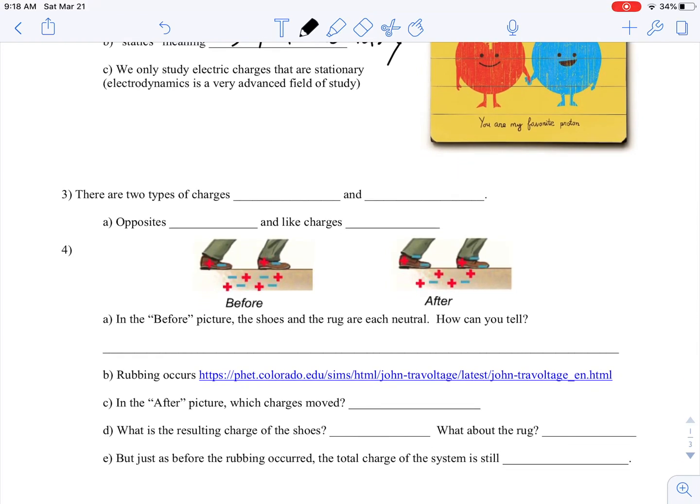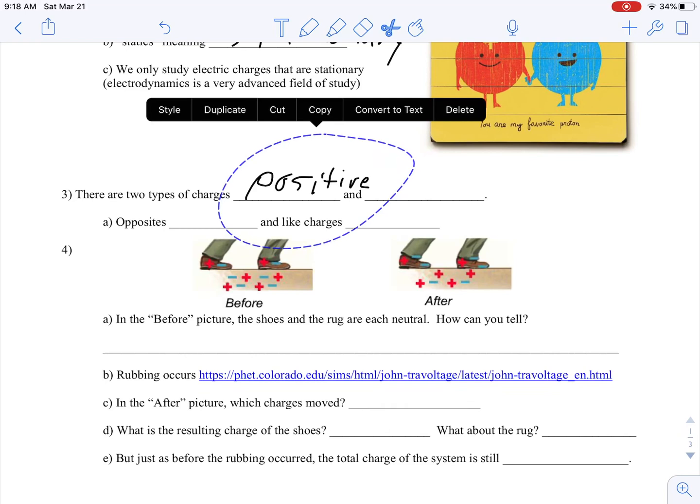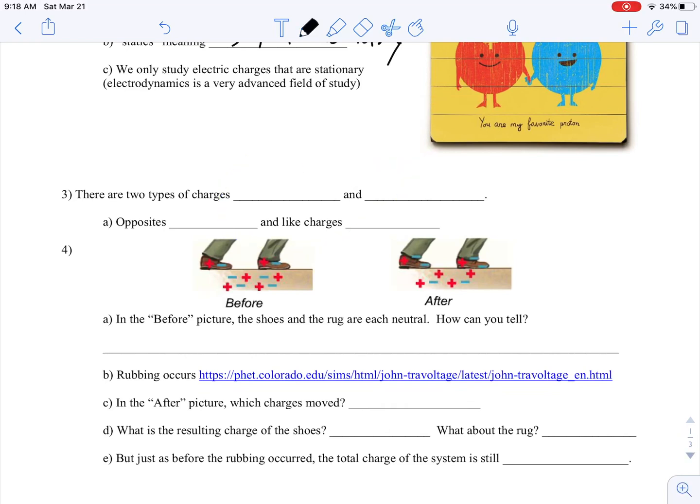So there are 2 types of charges, positive. Actually, you know what? I'm not even going to write positive. I'm just going to write the plus sign. Positive and negative. Okay, opposites attract and like charges repel. What do I mean by that? Positive charges attract negative charges. Negative charges attract positive charges. Negative charges repel each other. Positive charges repel each other. All right, things you've learned in your physical science classes in middle school.